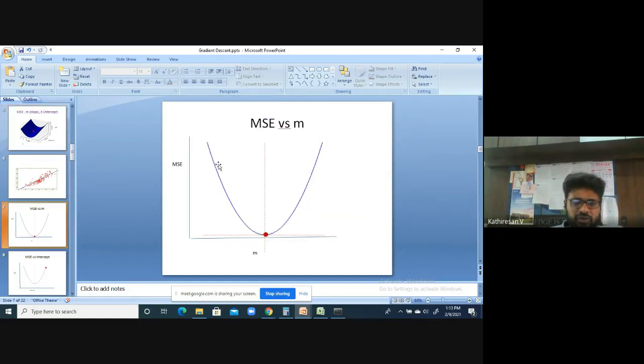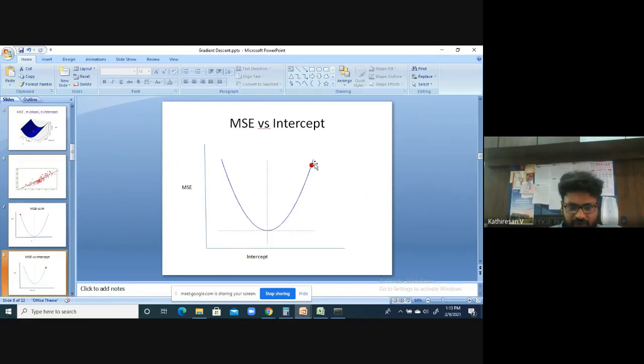See, when we plot MSC against M, it starts from here and comes down, coming down, reaching the global minima and going up. For the intercept also, if we plot MSC against the intercept, initially MSC is high, then it comes down, reaches the global minimum and goes up. Okay, it is working like this.